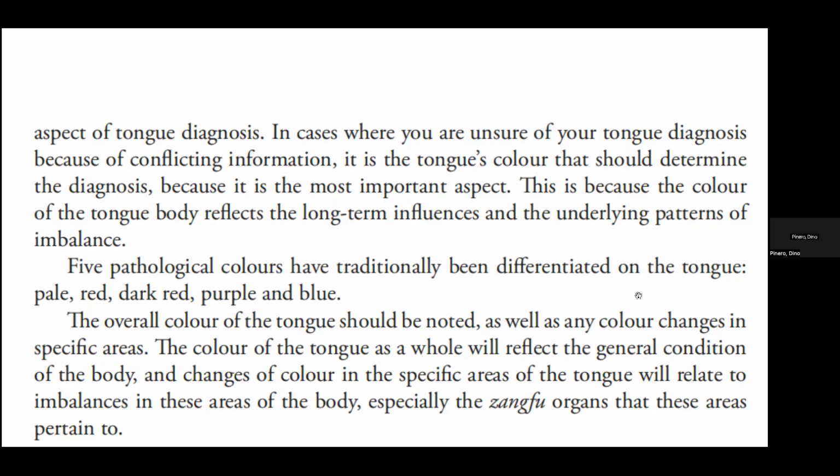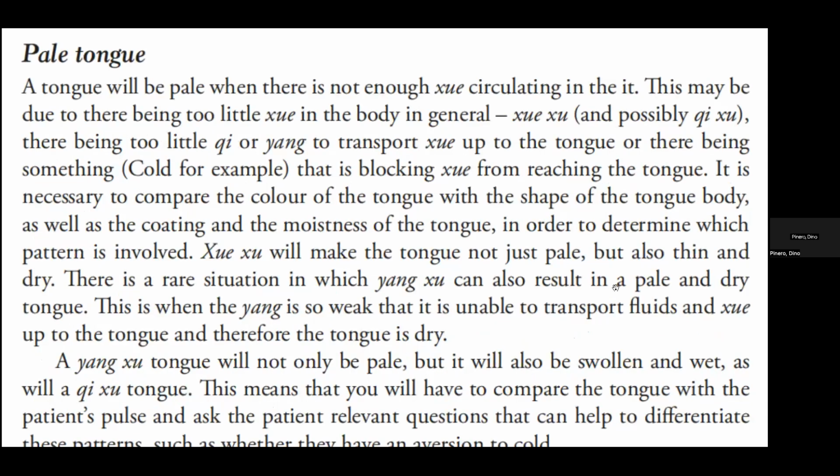So we need to know and tandaan po natin yung mga color changes. So first we have the pale tongue. The tongue will be pale when there is not enough blood circulating in it. So, totoo naman, di ba, yung una-una nating mapapansin sa isang tao, yung face niya or yung lips, kung kulang sa dugo, usually pale. So, ganun din po yung nangyayari sa tongue. If there is not enough or deficient blood, usually, yun po yung nangyayari sa tongue coloration, which is pale.